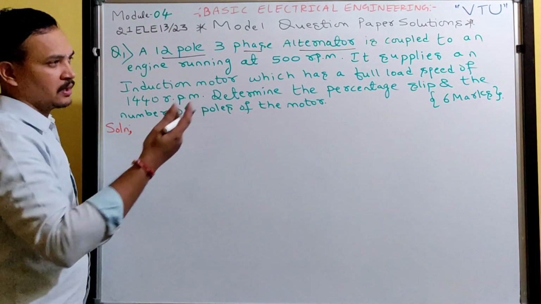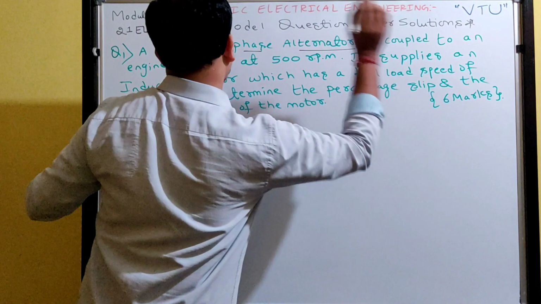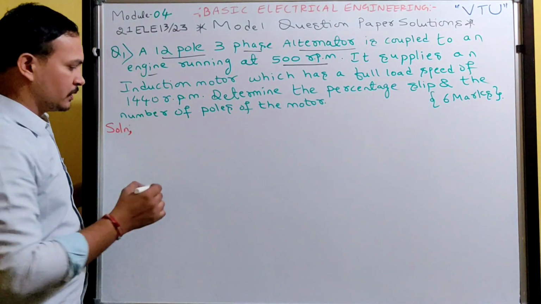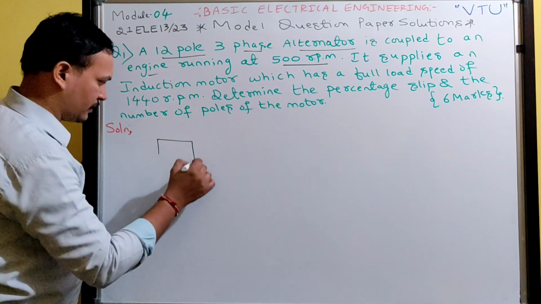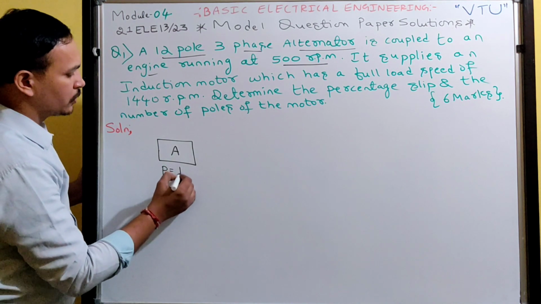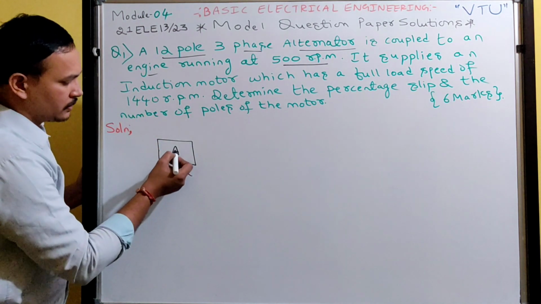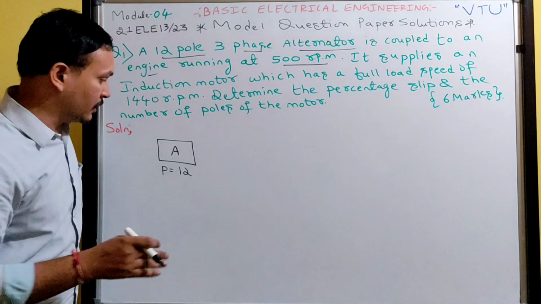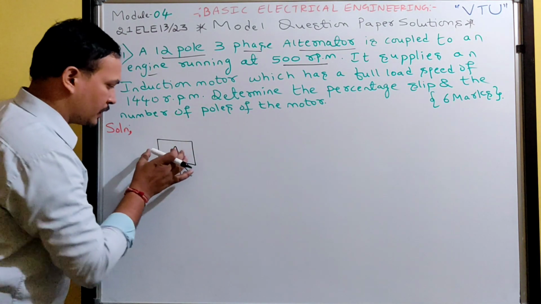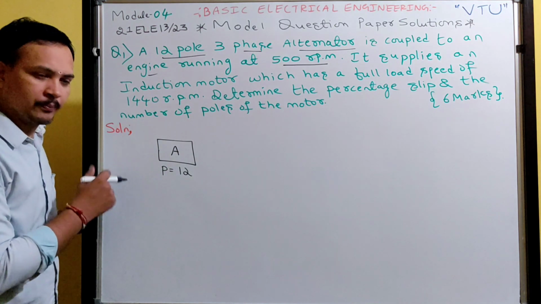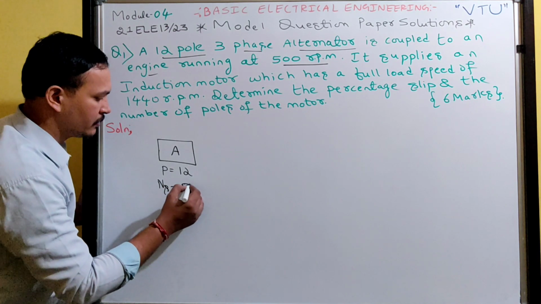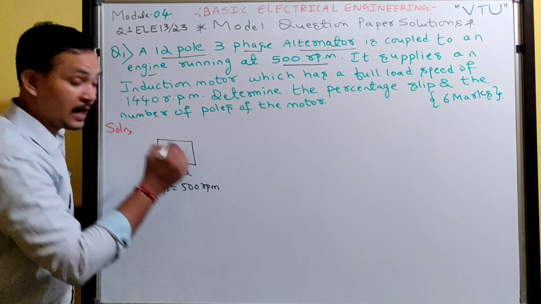Don't worry, we can read the question further. It is coupled to an engine and running at 500 RPM. Okay, there is an alternator, and this alternator has 12 poles. What do you mean by alternator? Mechanical to electrical is called alternator. This alternator is coupled to a mechanical input, that is the engine, and the alternator runs at a speed of 500 RPM.